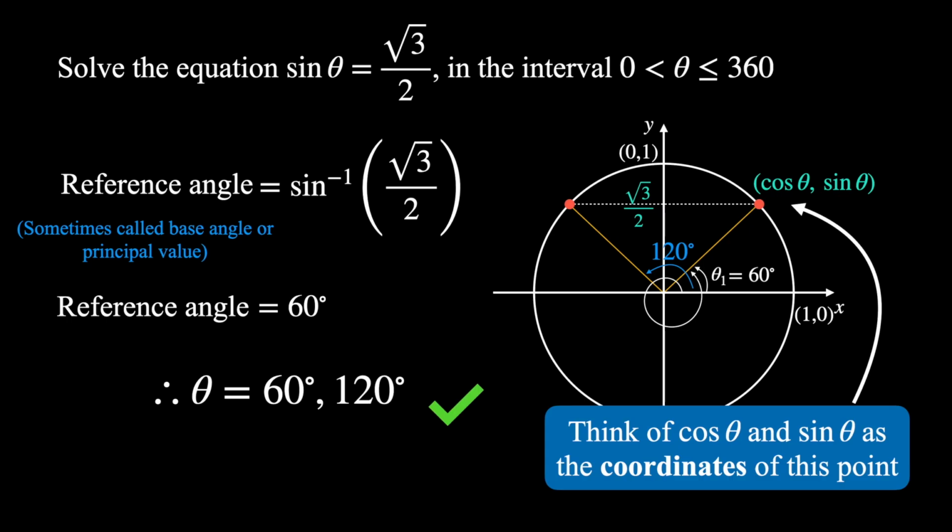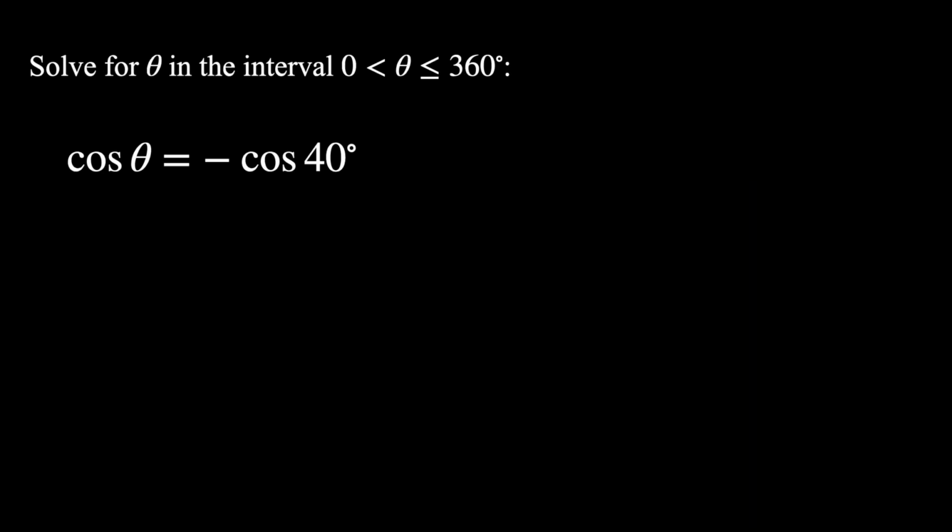Okay, so this is the basic idea that I'm going to be using to solve the rest of the equations. As long as you understand the unit circle, it all sort of follows from that. But let's go through an example using the graphs, just so maybe you prefer using the graphs to solve equations. Okay, so this question says solve for theta in the interval 0 to 360 again. And we have the equation cosine theta equals negative cosine of 40 degrees.